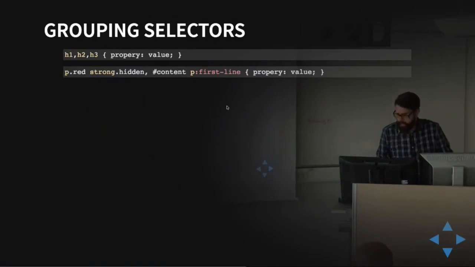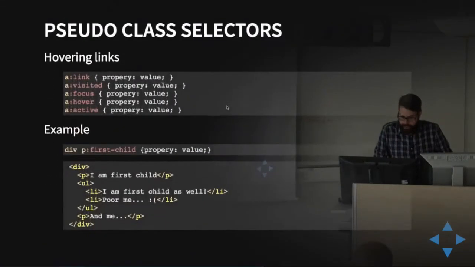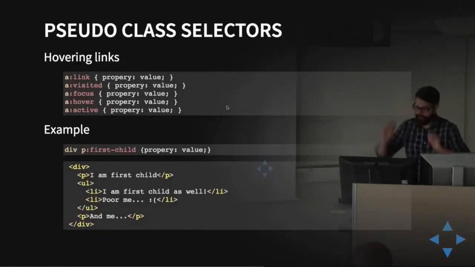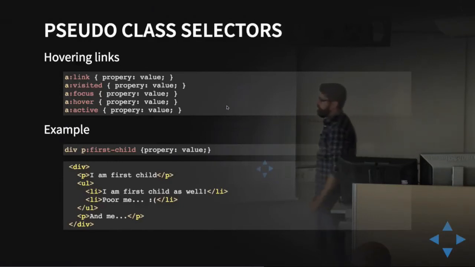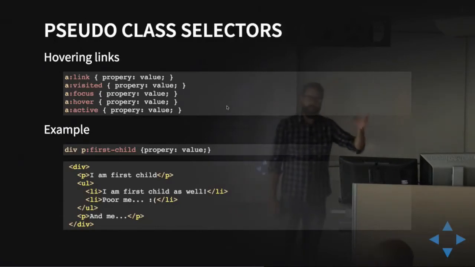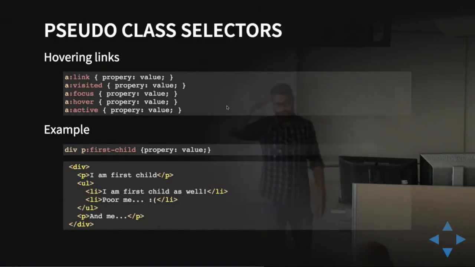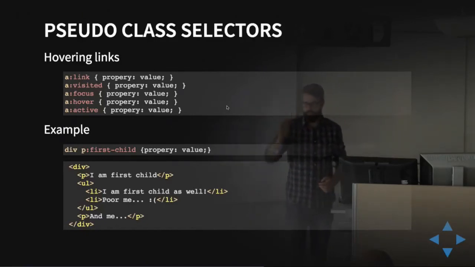That's usually not a problem. Pseudo classes, I will just mention this. This is a common example. When you're visiting a web page and hover a link with a mouse pointer, you will see that the link lights up or gets a different background or something, just so that you know that you can click this link.